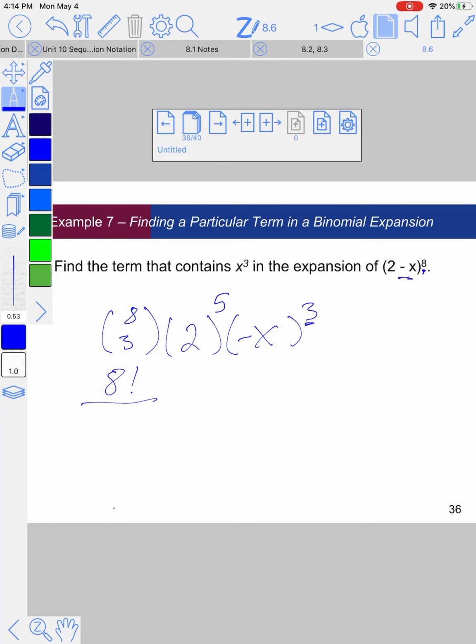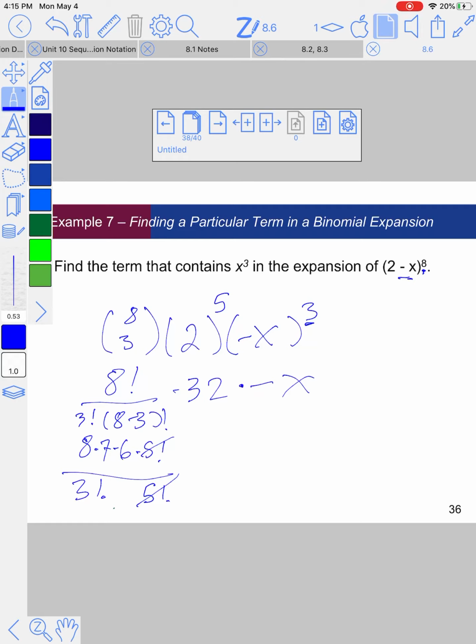So I get 8 factorial over 3 factorial times 8 minus 3 factorial, times 2 to the 5th, which is 32, negative x to the 3rd, which is a negative x. So I really get 8 times 7 times 6 times 5 factorial over 8 minus 3, which is 5 factorial, so those will simplify, and the 3 factorial here, which is 3 times 2 times 1. Well, 3 times 2 is 6. That goes there. 8 times 7 is 56, so 56 times 32. If you take 56 times 32, you should get 1792, and it's then times a negative, so negative 1792 x to the third.